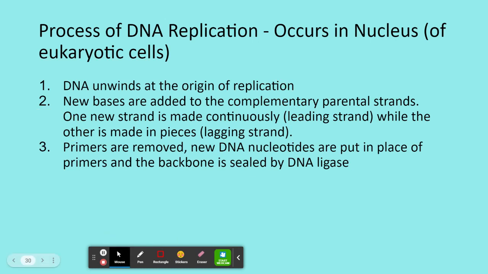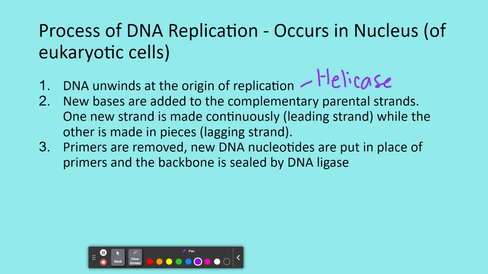These are your three major steps of DNA replication. All of DNA replication for eukaryotes is going to happen in the nucleus. In bacteria or prokaryotes, it's slightly different because it's just in the cytoplasm and they don't have a nucleus, so they just go through binary fission. But step one, the DNA is going to unwind at the origin of replication. That's going to be done via helicase.